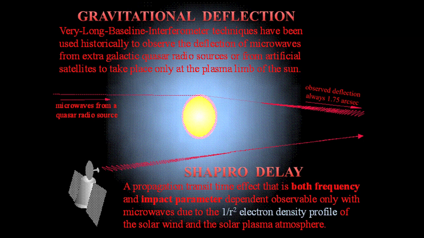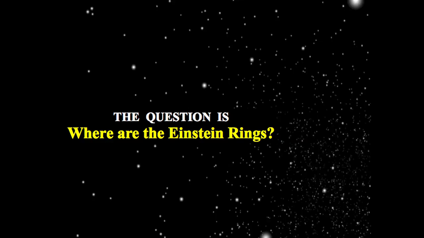What happens with the microwave, you get a delay with the Shapiro effect. However, with microwaves skimming the rim of the sun, you will get a light bending. This is what happens with microwaves. The question here is, if Einstein is correct, then where are the Einstein rings?